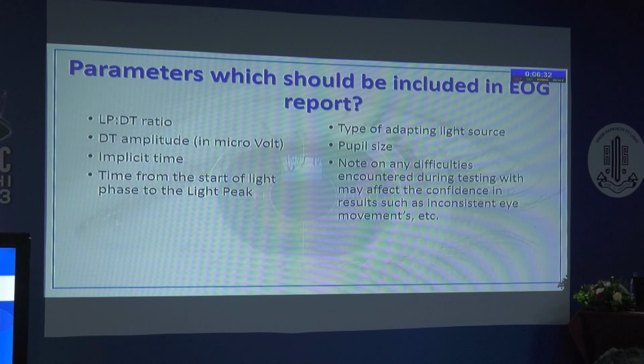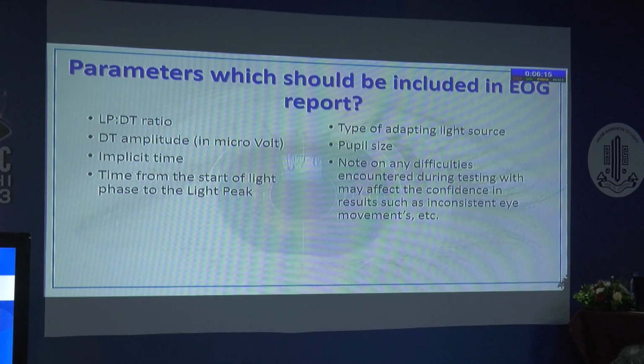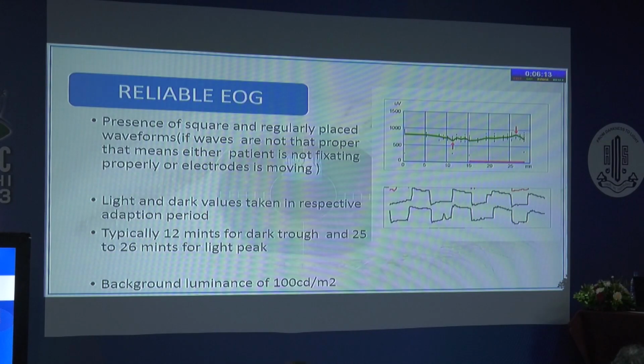So what are the parameters which should be included in the EOG report? LP by DT ratio, DT amplitude in microvolt, implicit time, the time from the start of the light phase to the light peak, type of adapting light source, pupil size, and a note on any difficulties encountered during testing which may affect the confidence in results, such as inconsistent eye movement.